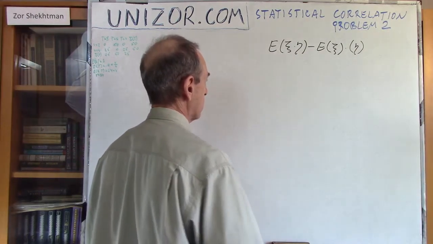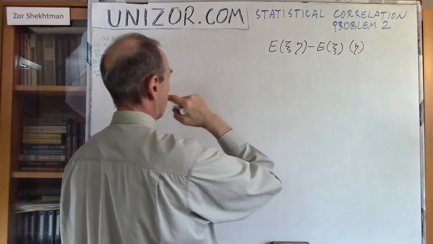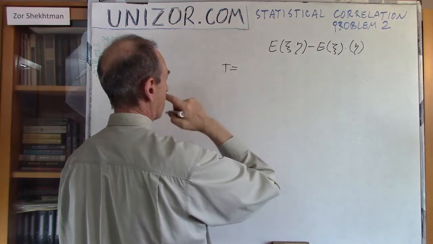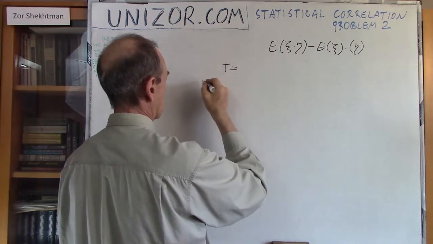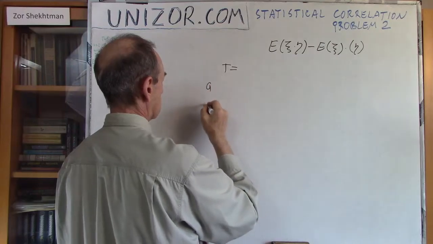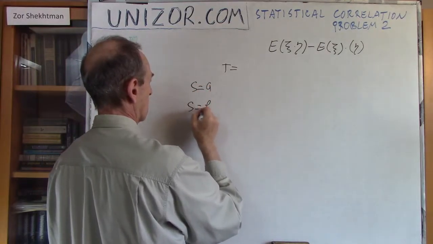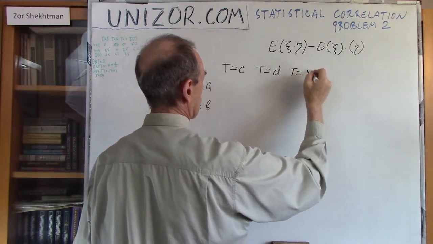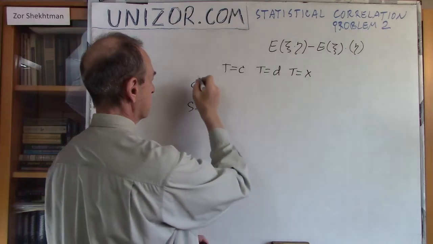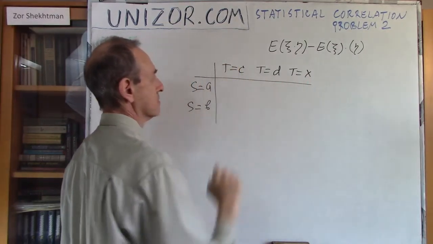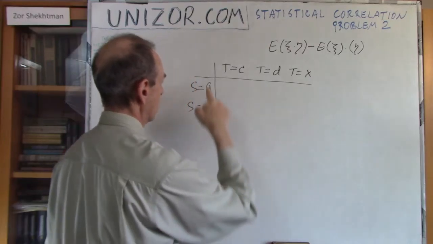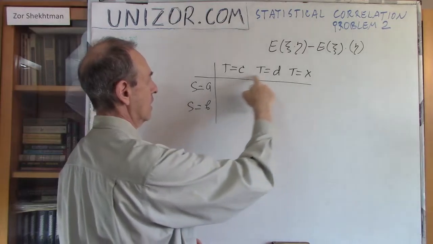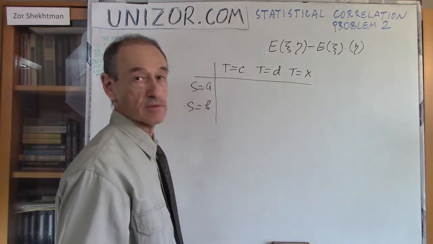I have two random variables. I call them S and T. The random variable S takes values A and B, and C, D and X for variable T. I'll explain why I used the letter X here. So A, B, C, D, X. This random variable S takes these values and random variable T takes these values.